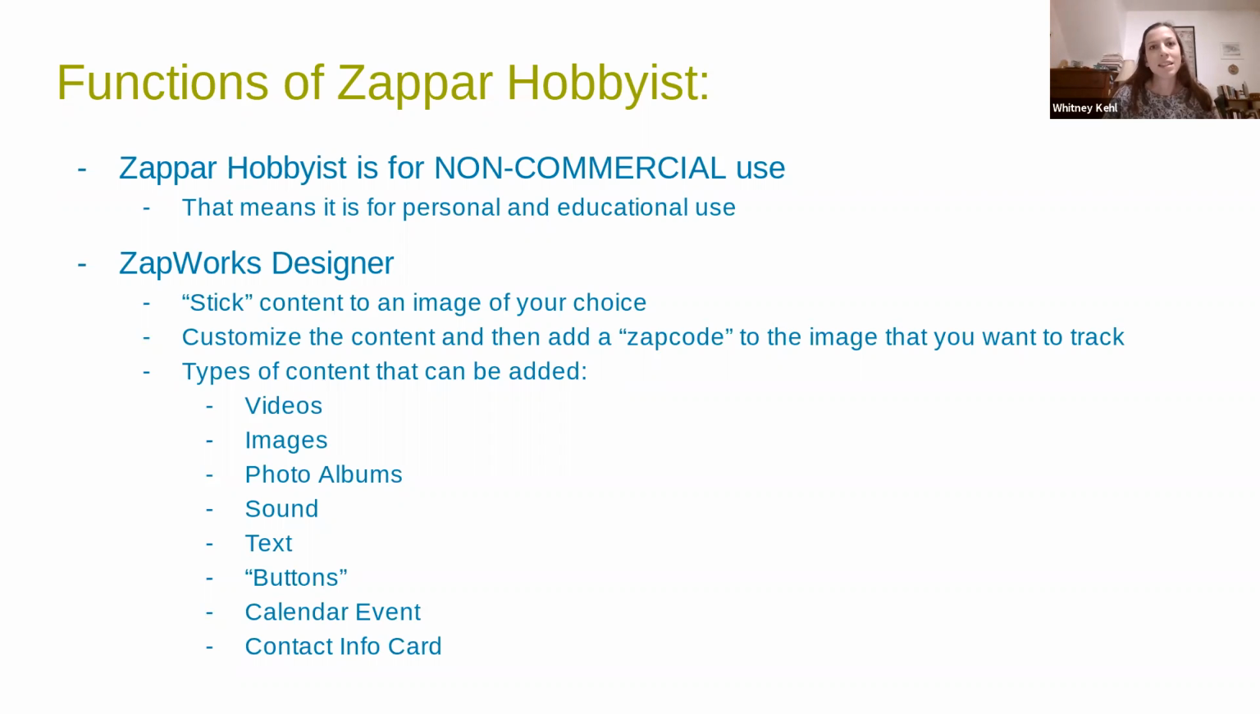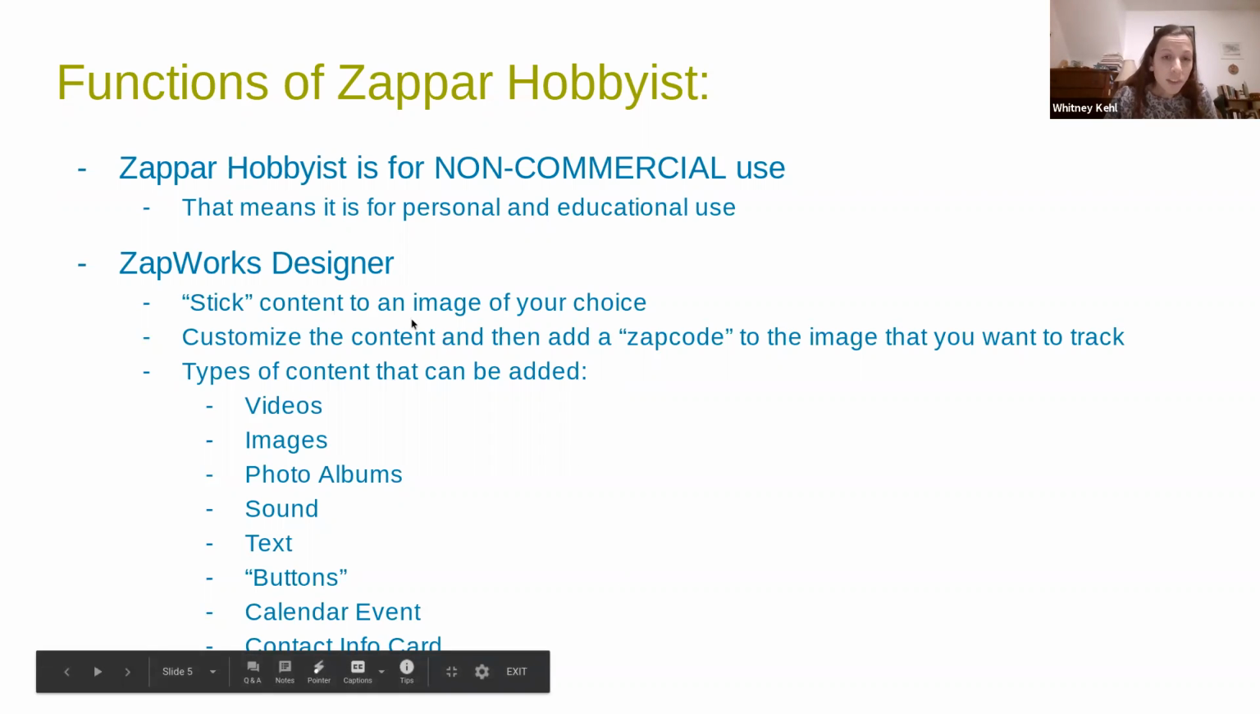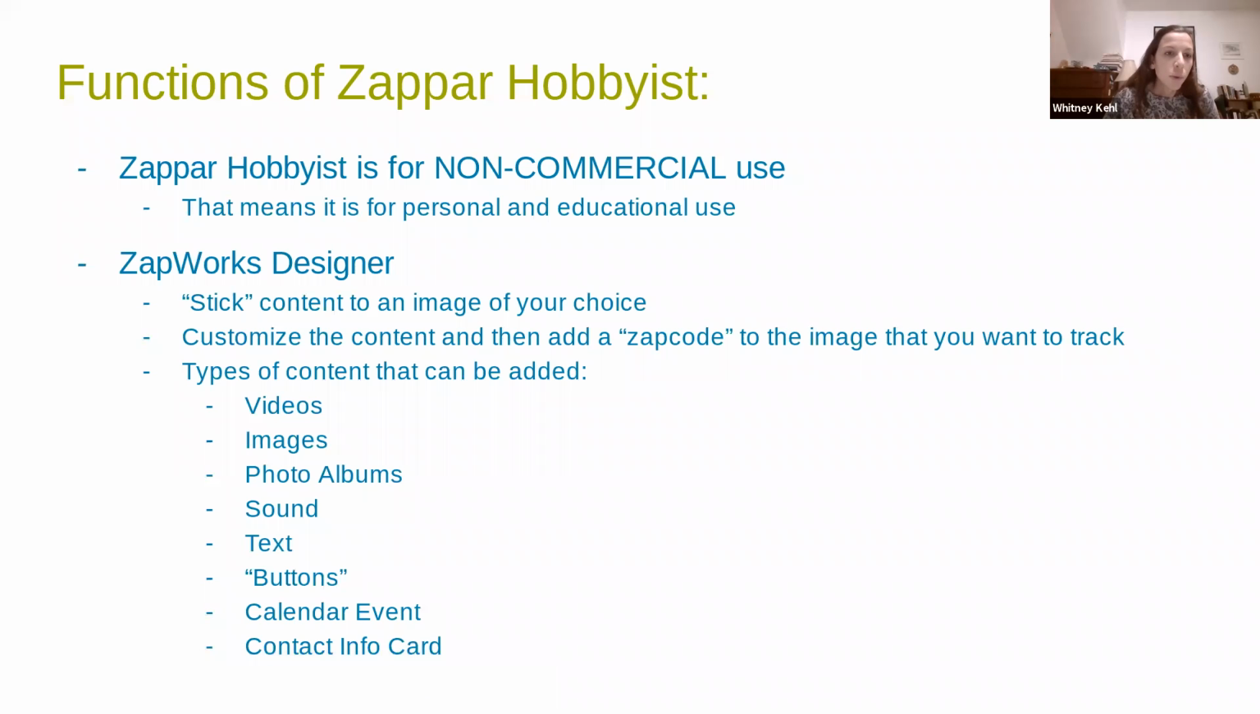So yeah, companies that sell products will put Zap codes on the products so then you can have a fun experience with the physical product afterwards, after someone buys it. So ZapWorks Designer, which is something that you can use in the hobbyist free level, is where you can stick content to an image of your choice, and then you can customize the content and add a Zap code to the image that you want to track.